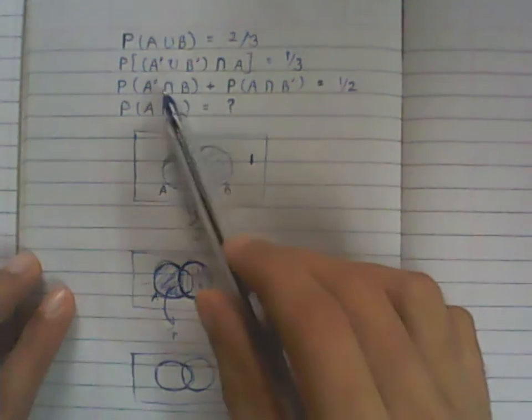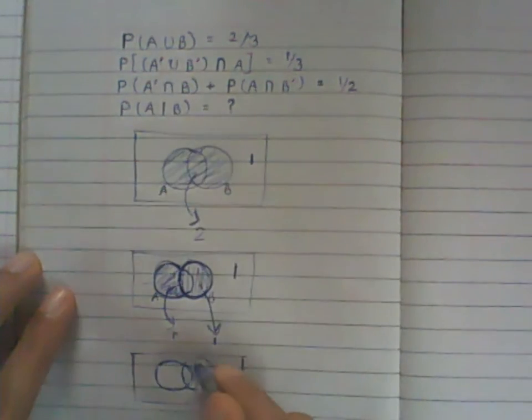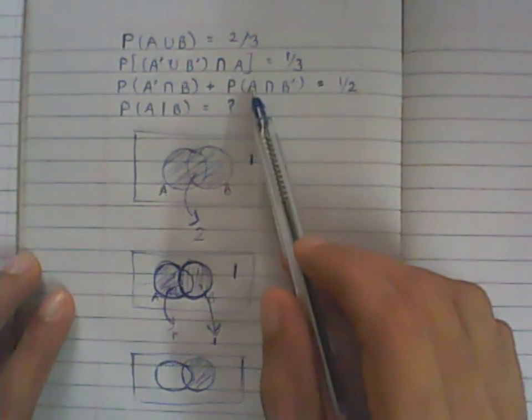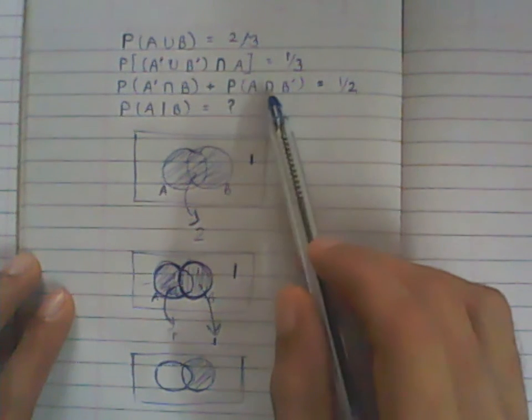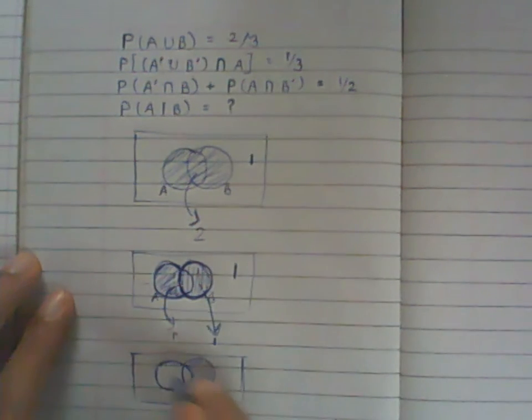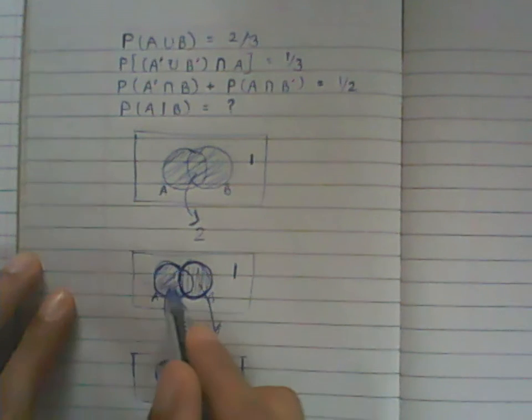It is everything that is outside A but in B. That is this region, and the other part is the probability of A intersection B complement. So everything that is in A but outside B, and it is talking about this region, which we know to be this region. It is one.